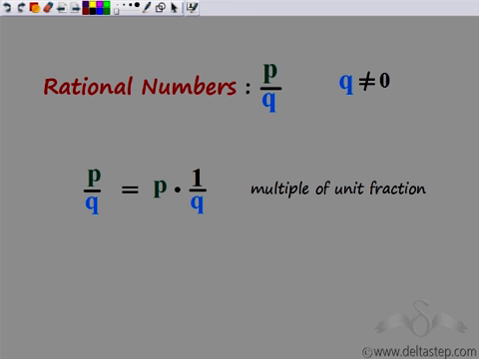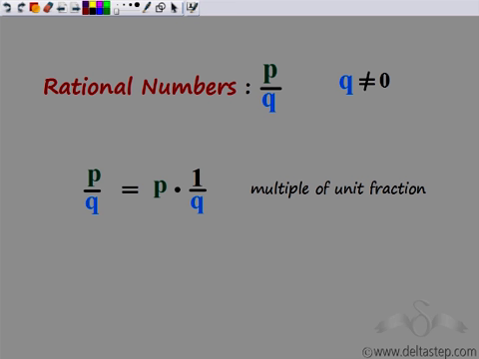So we had defined rational numbers as p by q, where q cannot be 0 and p and q can be any integers. But remember, q cannot be 0. Now another way to look at p by q would be p times 1 by q. That is a multiple of a unit fraction. So this is how we define rational numbers.